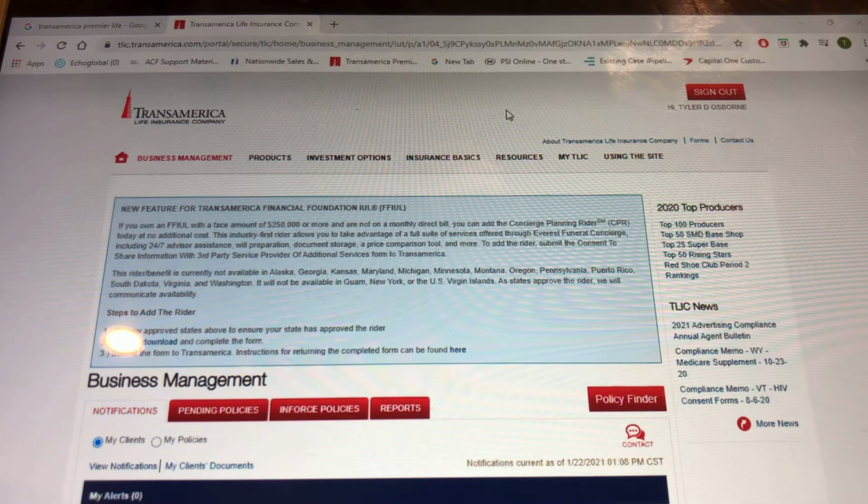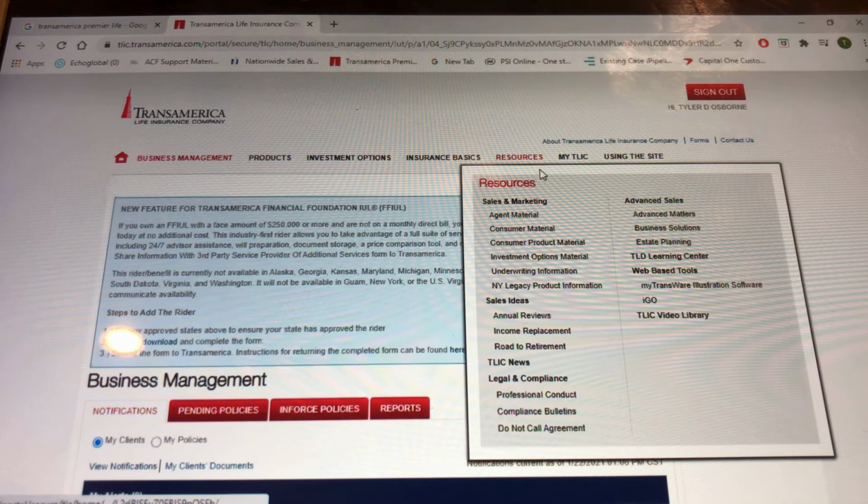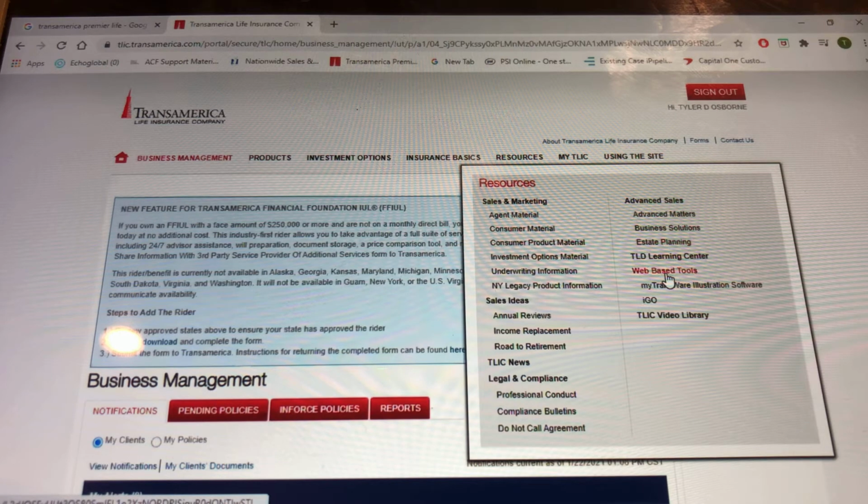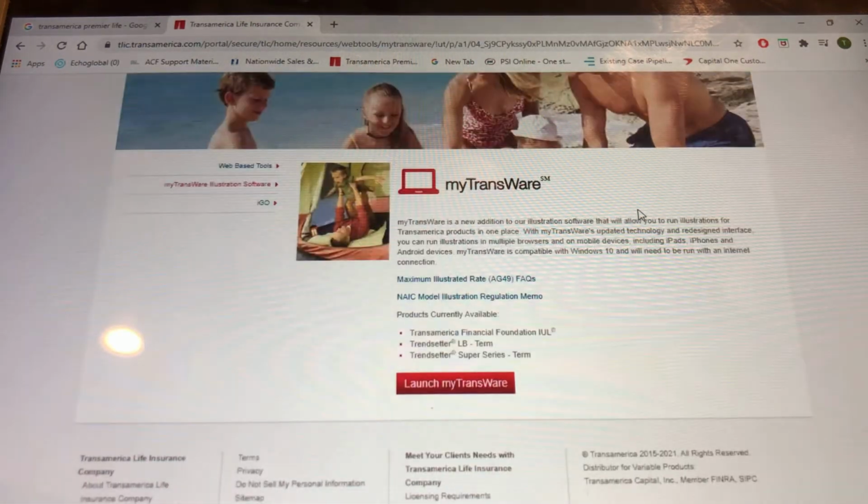Okay. So we're going to go to resources. From there, we're going down to web-based tools, and we're going to click My Transware Illustration Software. Again: Resources, Web-Based Tools, My Transware Illustration Software. You're going to click that, and then it's going to say Launch My Transware. We're going to click Launch My Transware.